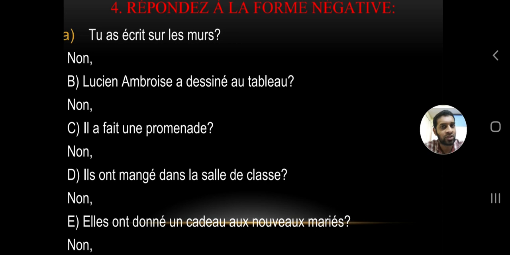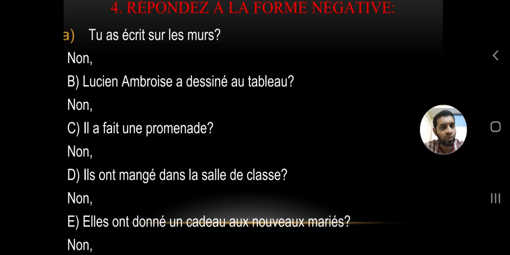Okay, so the third one, il a fait une promenade. He went for a walk. No, il n'a pas fait de promenade. Il n'a pas fait de promenade. So un changes to de. As you know, in negation, un and une change to de. Il n'a pas fait de promenade.